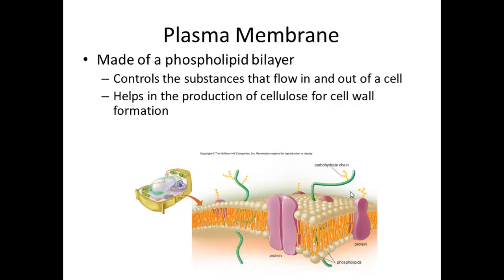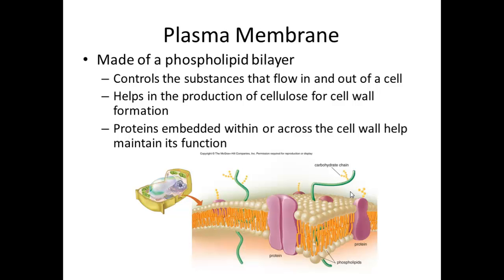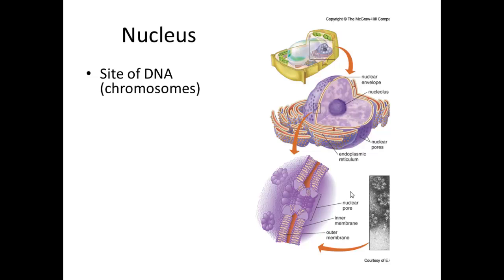It also helps to aid in the production of cellulose for the cell wall. But major contributors also to what goes in and out include proteins that are embedded within or across the membrane. They may also act as receptors for hormones, may be used to identify different types of cells, and are thus important for the function of the cell.